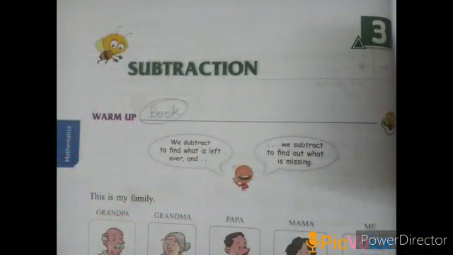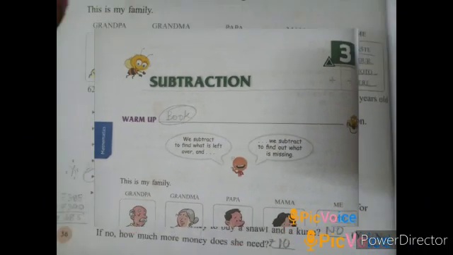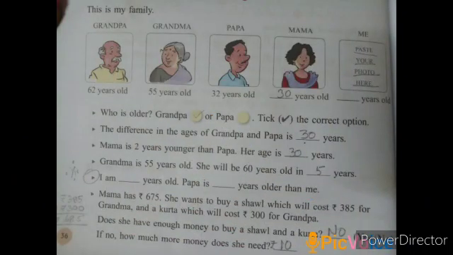Children, we can start unit 3 subtraction with the warm-up section now. Warm-up section, page number 36: this is my family. Here is the photograph of grandpa, grandma, papa, mama and me. The me column is empty now. You can paste your photo there and write your age also. Grandpa is 62 years old, grandma is 55 and papa is 32, and mama is dash, so we are going to find it out.